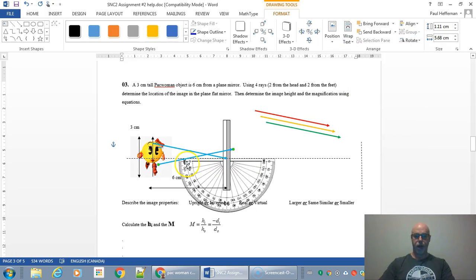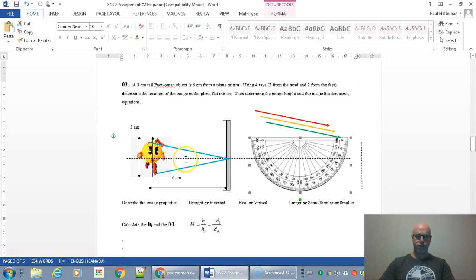I'm just going to rotate this around here, and just flip that as well. There we go. So there's my reflective ray right there. So here's the angle of incidence, 8 degrees, and it's coming off at 8 degrees.